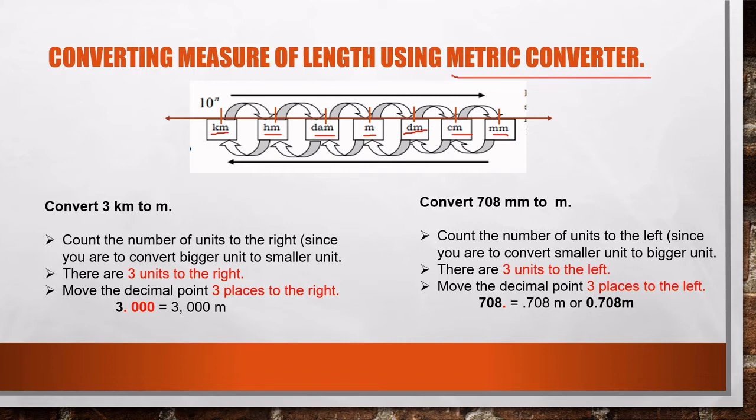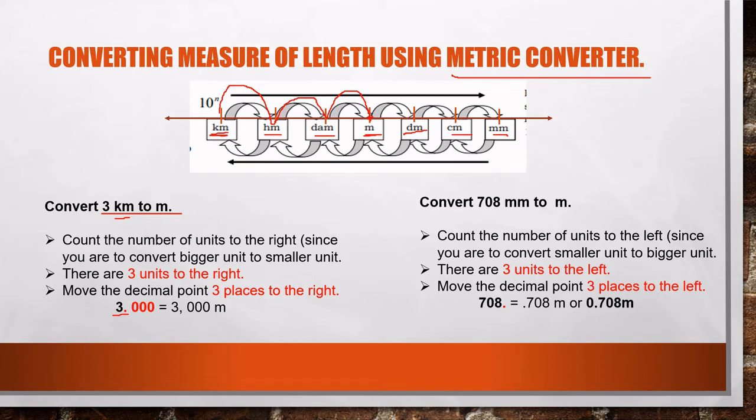So for example, convert 3 kilometers to meter. So your given unit is kilometer, and the desired unit is meter. Count the number of units to the right. So that is 1, 2, 3. So there are 3 units to the right. Okay, then copy the given 3.